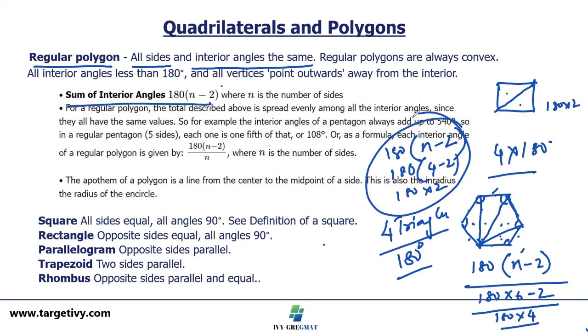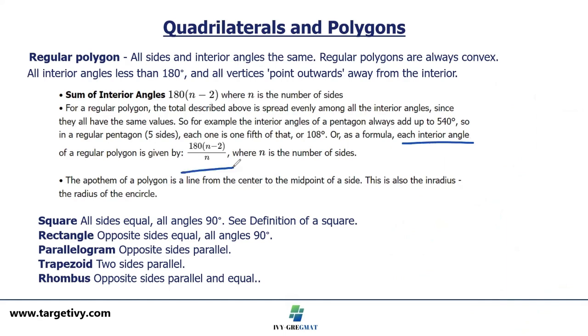So if I know this formula, then what is each of the interior angles? It is 180 into n minus 2, which is the summation, divided by the number of sides. Okay? So we'll remember these two formulas only, or rather this one formula is good enough to do our calculations.